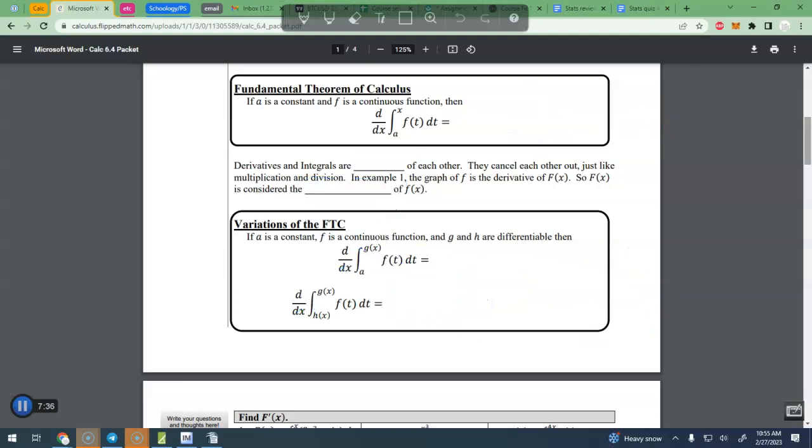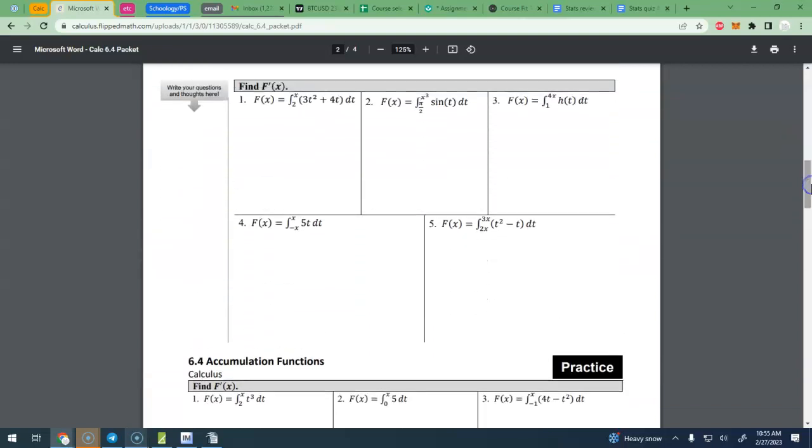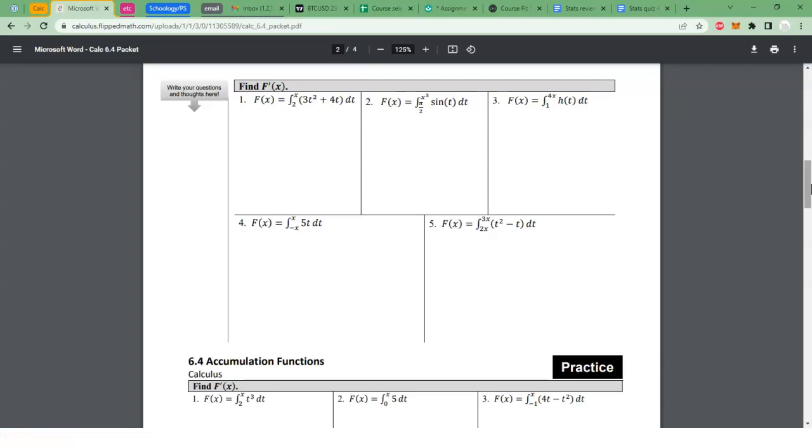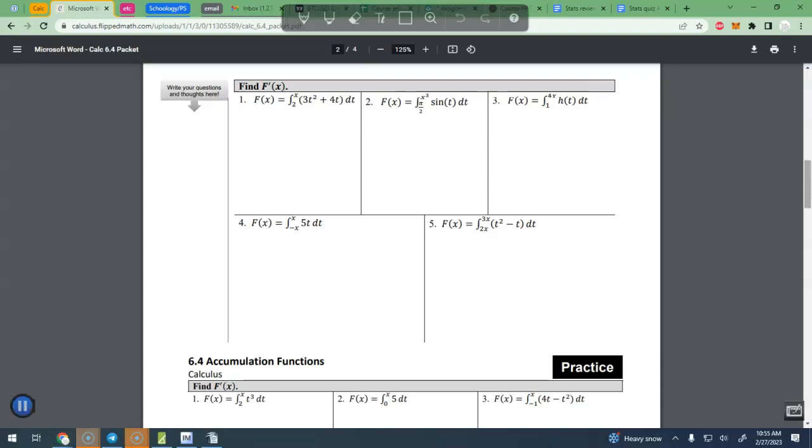So let's start looking at a couple problems. It's not just f's and g's and h's all over the place. So find number 1. My job on every one of these is to plug in. So it's like f of the top times top prime minus f of the bottom times bottom prime. It's not super formal, but I think that's the easiest way to think about it.